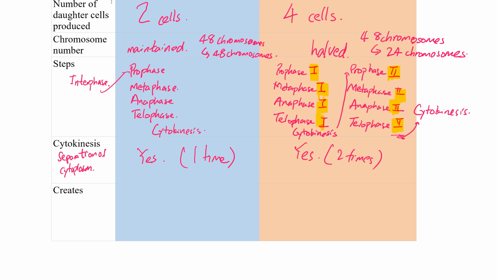Okay, mitosis is going to create all kinds of cells in our body. We call these somatic cells or non-sex cells. Meiosis will only produce gamete cells, which are sex cells. And we only have 2 types of sex cells, which are sperm and egg.